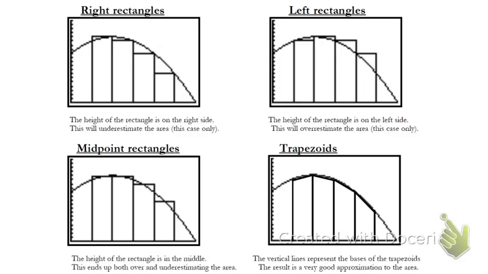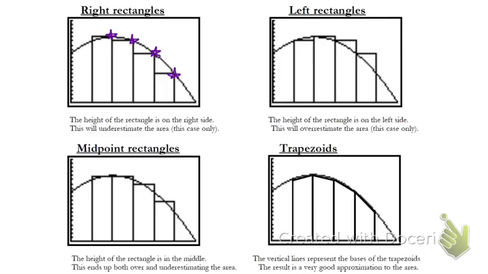Right rectangles. You can see they come from the right-hand side, so let me put a little star so you can see this. Notice that the right-hand side of that rectangle touches the function. The right-hand side of this one touches, the right-hand side of this one touches, the right-hand side of this one touches. So that's why we call them right rectangles.